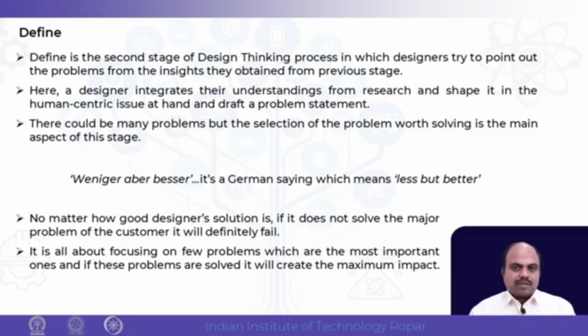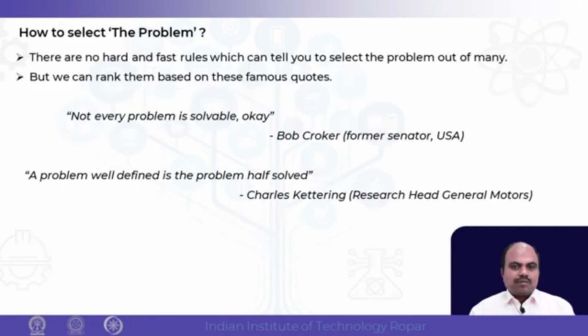So these are the things with which we design a problem. When we are understanding a problem from empathy, here you are defining very specifically what the major problem is, and of course there are some other sub problems. So how to select a problem? There is no hard and fast rule, and of course there can be many problems. So we need to rank the problems.